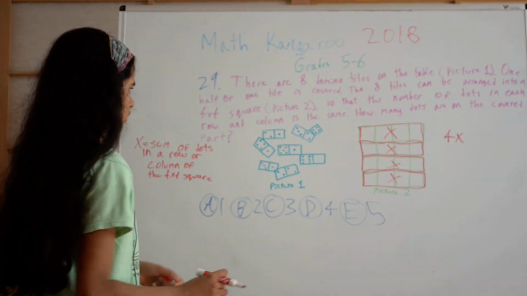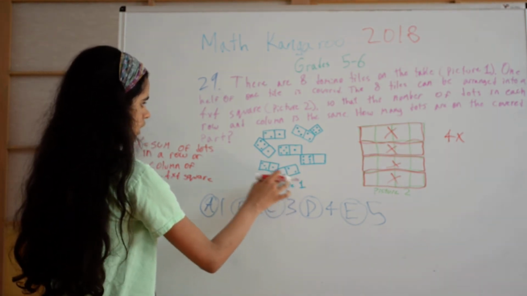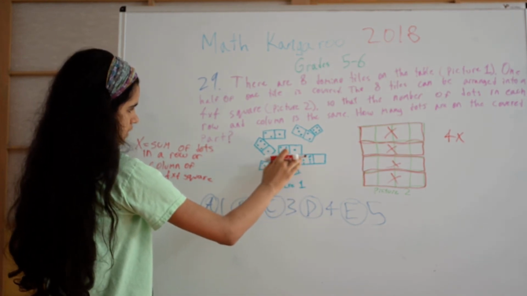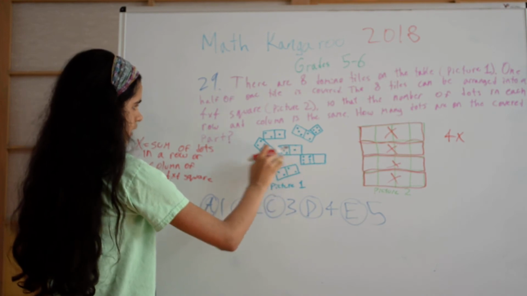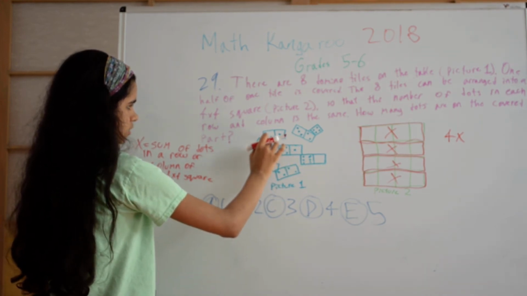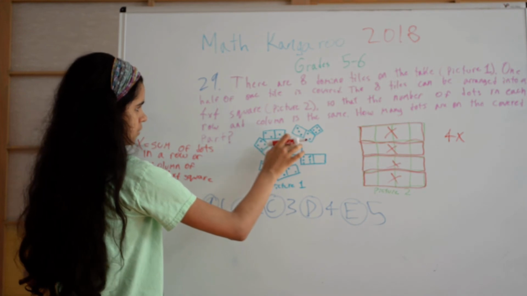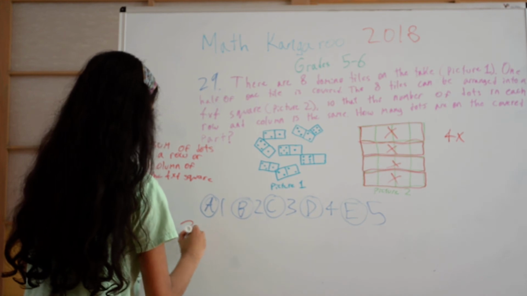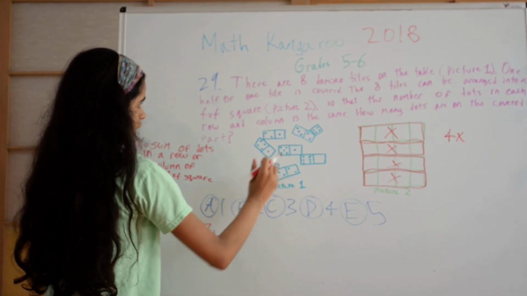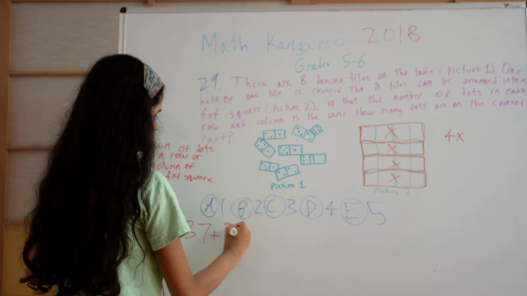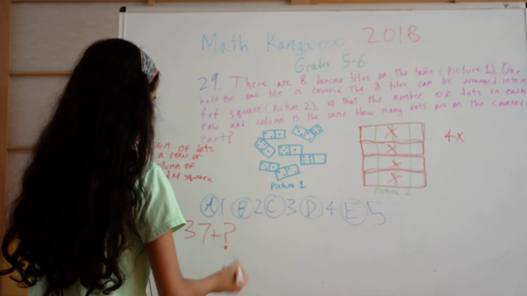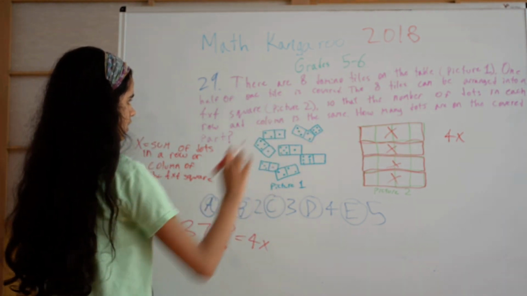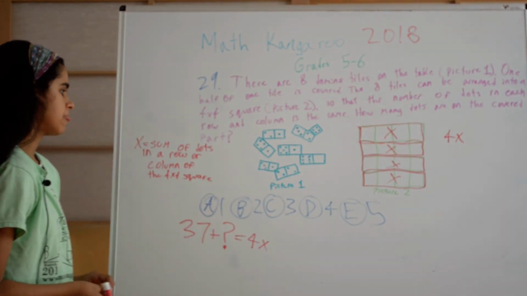So there's 2 plus 2 is 4, plus 4 is 8, plus 6, 14, plus 5 plus 1 is 20, plus 4 plus 1, 25, plus 2 plus 1, 28, plus 3 plus 2, 33, plus 4, 37. Plus this mystery number, we'll say question mark, whatever's there, is going to be 4x. And question mark is whatever the number of dots we're looking for on the other half there.